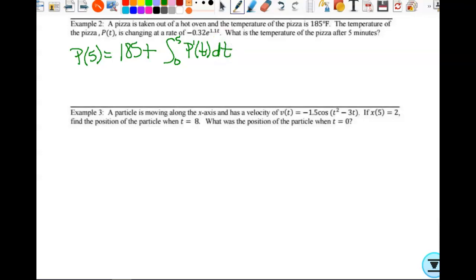What is P prime? It's given right here, because it says that's the rate at which it's changing. So that's what we'll actually type in. But you don't have to write that down. You want to be careful rewriting that, because if you accidentally rewrite it wrong, then they count things wrong. So then we can just put this right into the calculator.